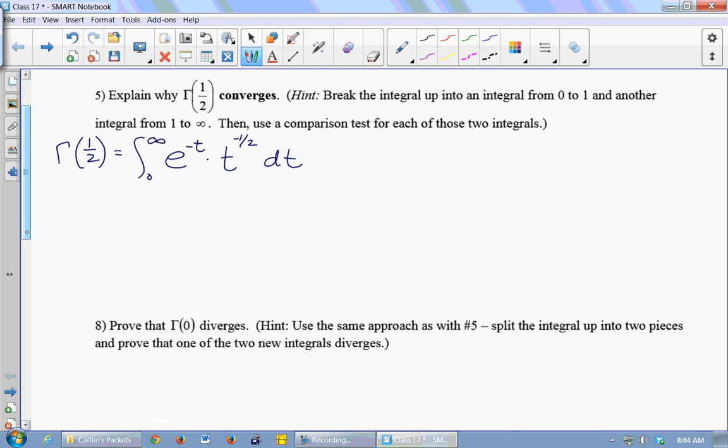All right, so I'm going to rewrite this as the integral from 0 to 1. And just to help me visualize the size of the integrand, I'm going to rewrite this as 1 over e to the t times t to the 1/2. Right, so I moved those 2 things into the denominator and made the exponents positive, dt. And then I'm going to add to that the integral from 1 to infinity of the same integrand, 1 over e to the t times t to the 1/2 dt.